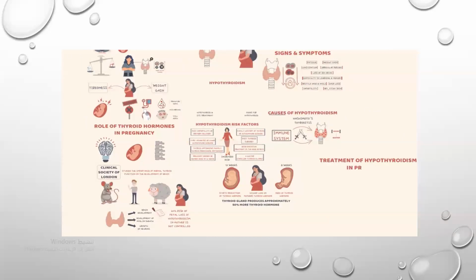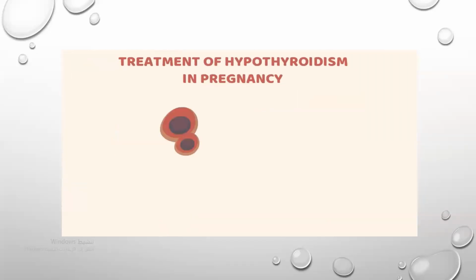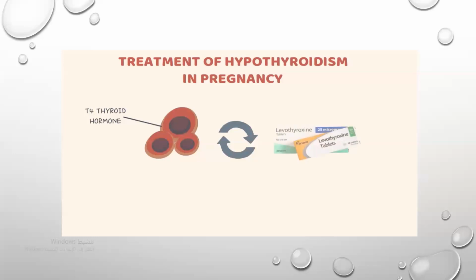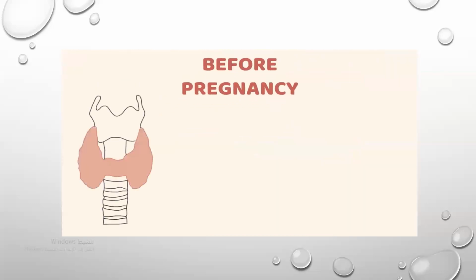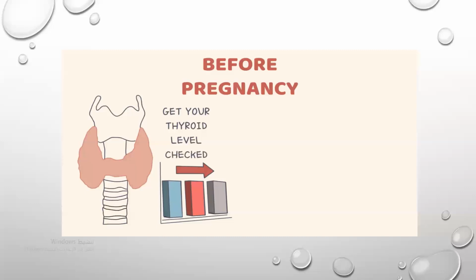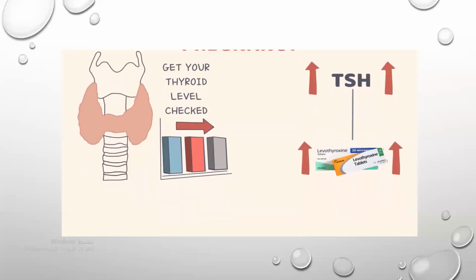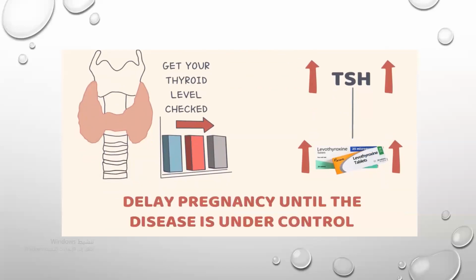Now let's look at treatment of hypothyroidism during a pregnancy. The treatment for hypothyroidism is thyroid hormone replacement with a form of T4 hormone called levothyroxine. This drug is the same as the T4 your body makes and is safe for pregnant females. Before pregnancy, it is important that thyroid hormones are at normal levels. If you are already receiving levothyroxine to treat hypothyroidism, you should have your thyroid hormone levels checked before you try to conceive. If your TSH levels are too high, you may need to increase your dose of levothyroxine. You should delay the pregnancy until your disease activity is well controlled.